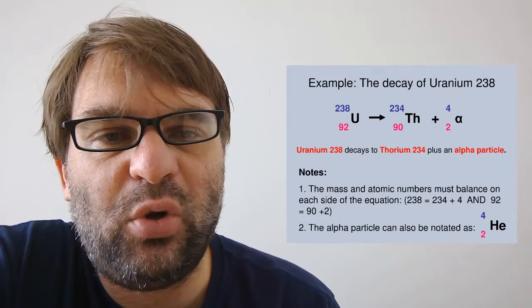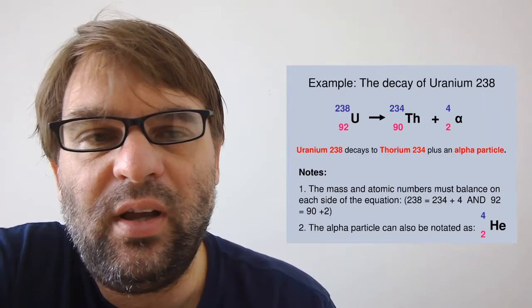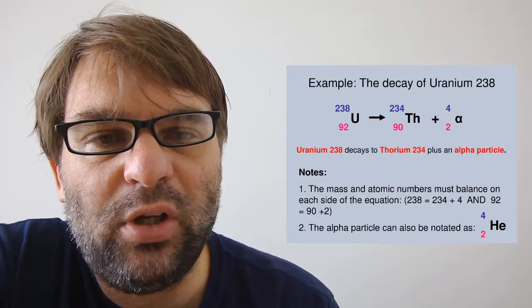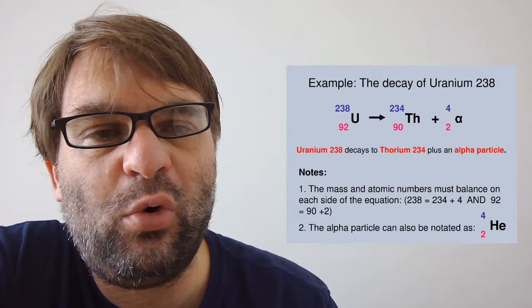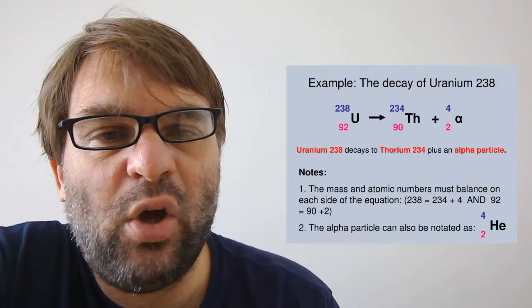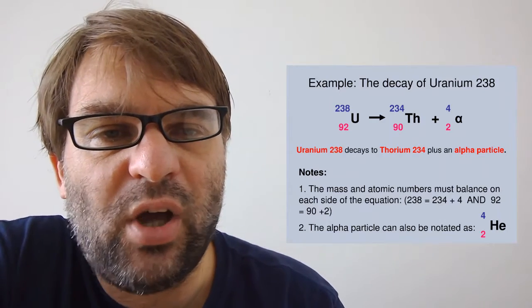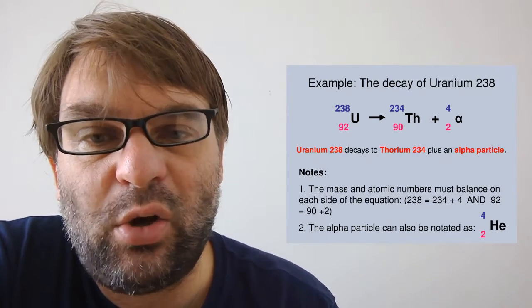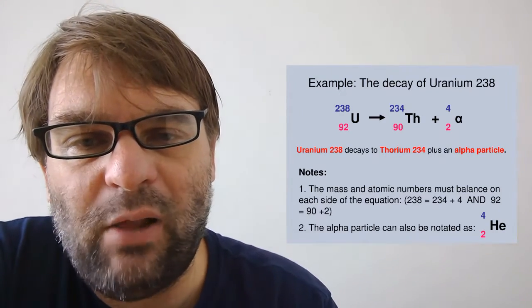So you have uranium-238, it then decays down into thorium-234, and an alpha particle is released. Okay, and you'll note that the mass stays the same because 238 equals 234 plus 4, and the number of protons overall remains the same because 92 equals 90 plus 2. Okay, and you can also use the nomenclature of the helium nucleus if you wish to for an alpha particle.